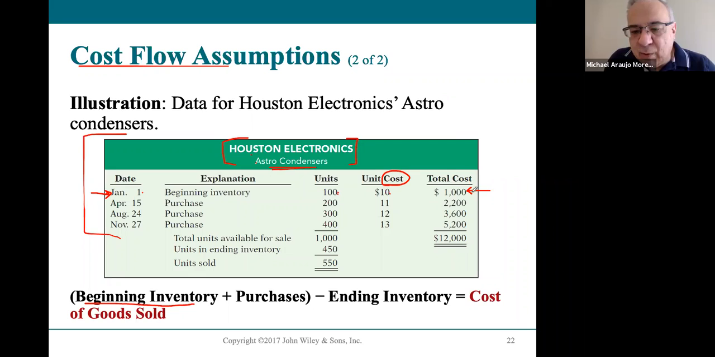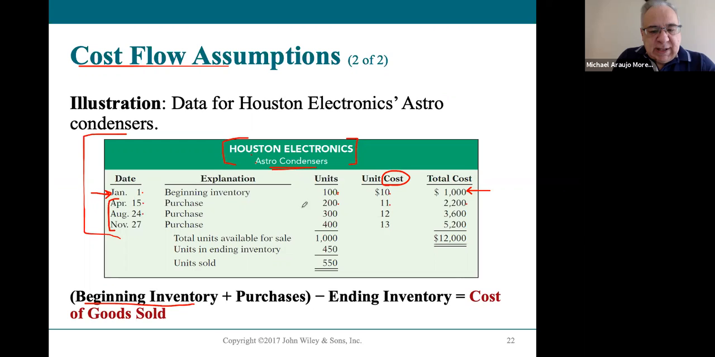Then we have a bunch of purchases, right? As you know from chapter 5, businesses are always buying inventory. This is specific to Astro condensers. And you see here on the 15th of April, they went ahead and bought 200 more of these units. But look what happened. Their cost to buy those units increased to $11 each. And so they have to fork out $2,200 to buy that inventory. So that's the cost of that inventory in April.